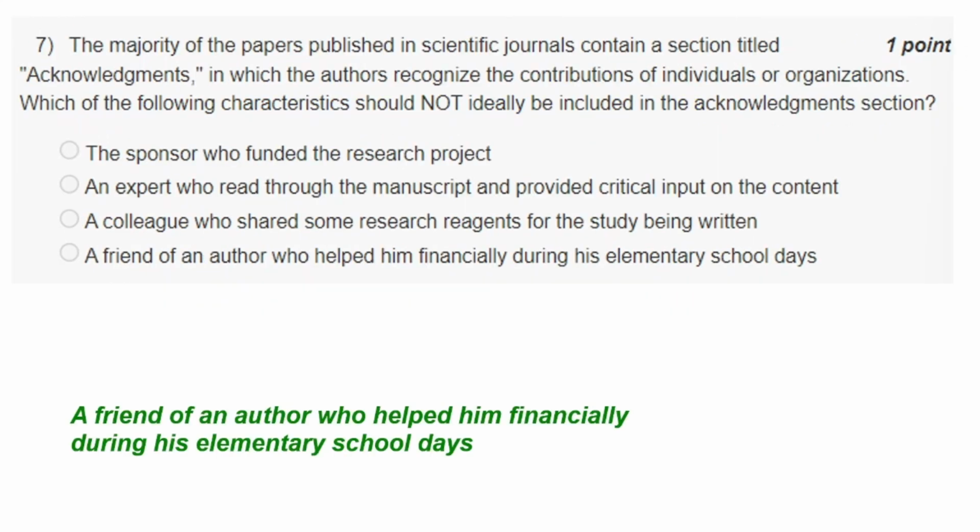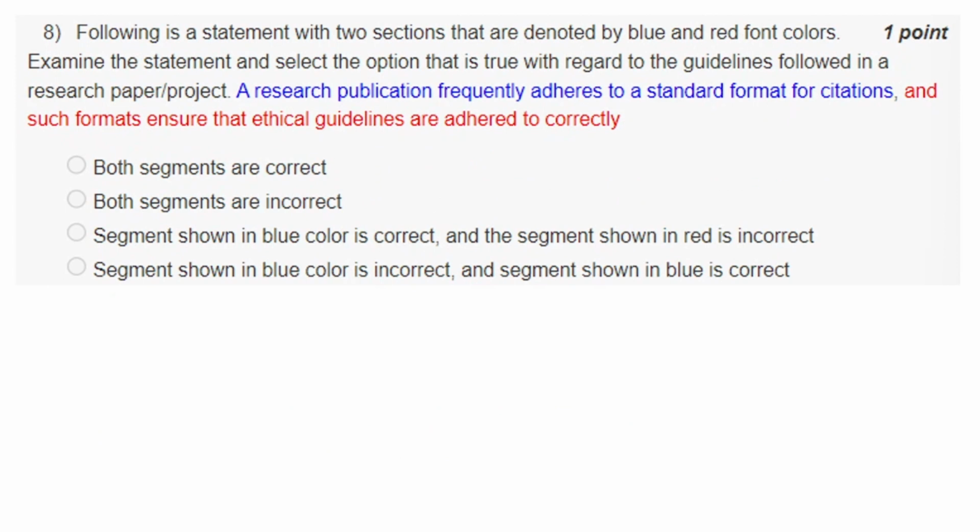We can move to the next question. The following is a statement with two sections that are denoted by blue and red font colors. Examine the statement and select the option that is true with regard to the guidelines followed in a research paper or project. A research publication frequently adheres to a standard format for citations, and such formats ensure that ethical guidelines are adhered to correctly. What do you think? Which option do you think is correct?